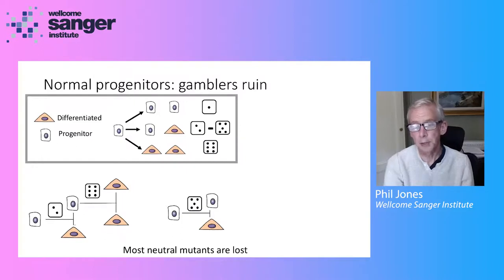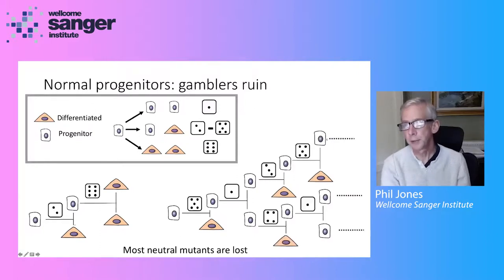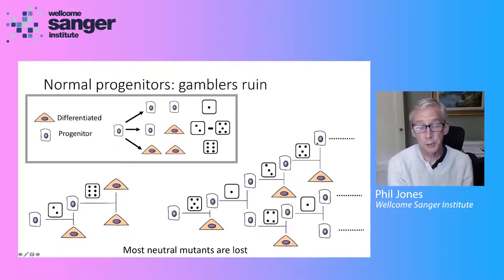So here's a cell that divides, but then it gets lucky. It has two progenitor daughters. And as time goes on, again, it gets lucky again. And now, for this clone to be lost in the next round of division, you'd have to throw three 6s, an unlikely event. So by chance, most clones are lost. Most neutral mutations are lost, but a few would expand and persist in the tissue.